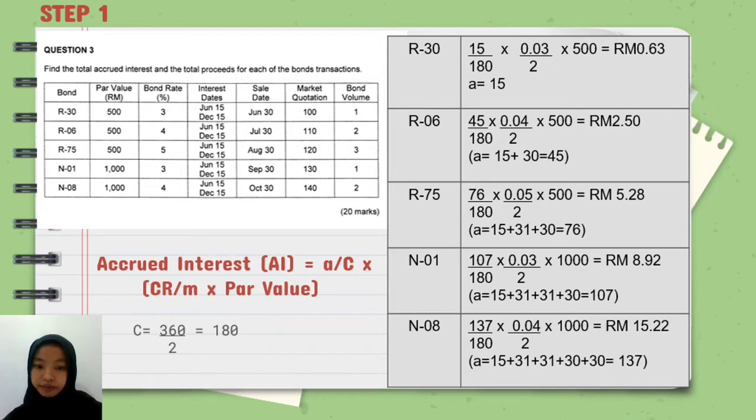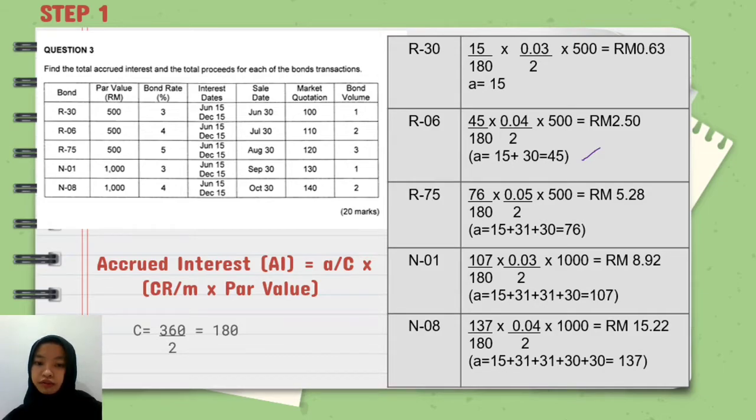Next, step 1. Find the total accrued interest first. We need to find A and C first, as they are not provided in the table. A is the period between the previous coupon payment and the purchasing or selling date in days. So in the table, it shows the sale date. To find A for R30, June 30 minus June 15 gets 15 days. For bond R06, 15 plus July, 30 days from the sale date.